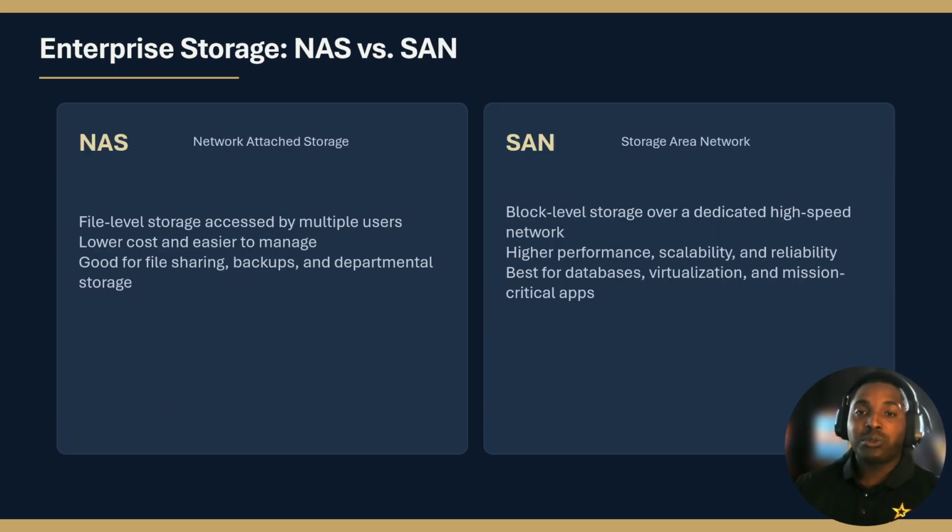So there are two common enterprise storage solutions, right? Network attached storage and storage area networks. A network attached storage device provides file level storage that users can access across the network. It's easier to manage, it costs less, and it works well for file sharing, backups, and general storage.